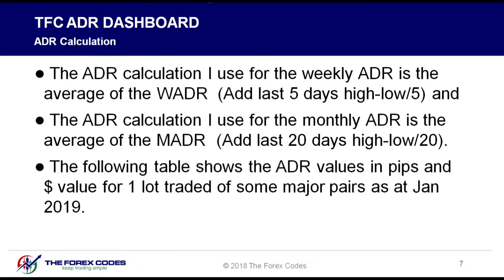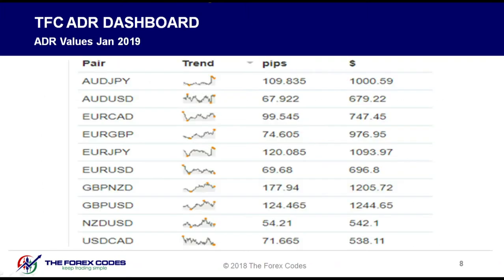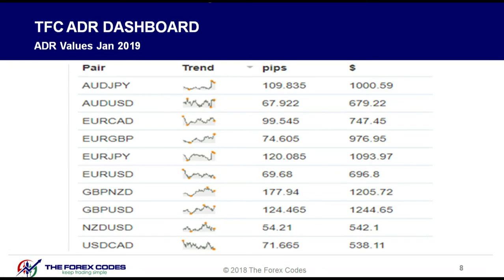The following table, this is January 2019, shows the ADR values in pips and pound value for one lot traded on some of the major pairs. I've only put some in. So Aussie yen, 109 pips. Euro yen, 120. What are the low volatility? New Zealand dollar, US dollar, only 54. The euro dollar's been very calm of late, 69. Euro pound has been a bit more volatile, 74, 75. That's because of Brexit.